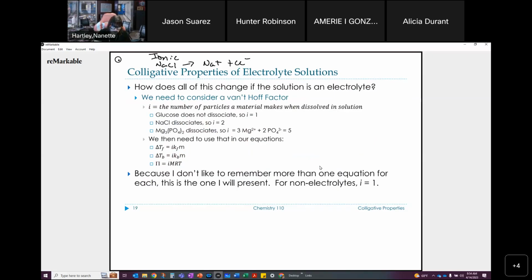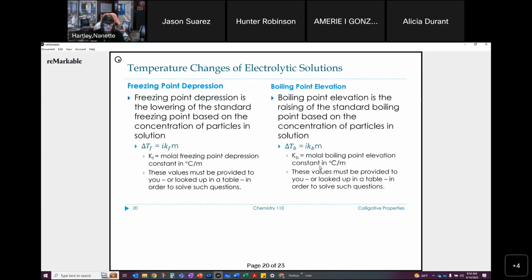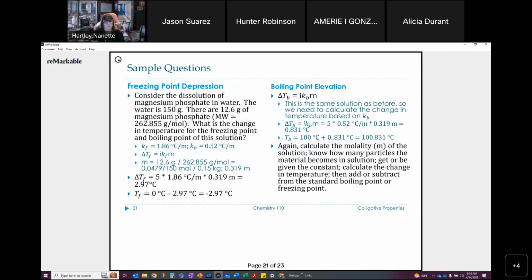So that changes things. If we look at our freezing point depression and our boiling point elevation, they look exactly the same way they did, except I have that i in there. So I now have that i in front of the KfM, and that i in front of the KbM. And I can do a freezing point depression. If I consider the dissolution of magnesium phosphate in water, water is 150 grams, there are 12.6 grams of magnesium phosphate, which has a molecular weight of 262.855 grams per mole. What's the change in temperature for the freezing point and boiling point of this solution?